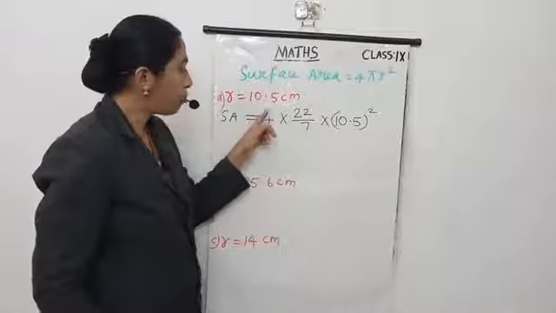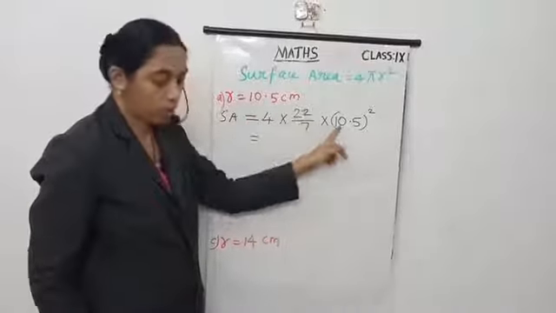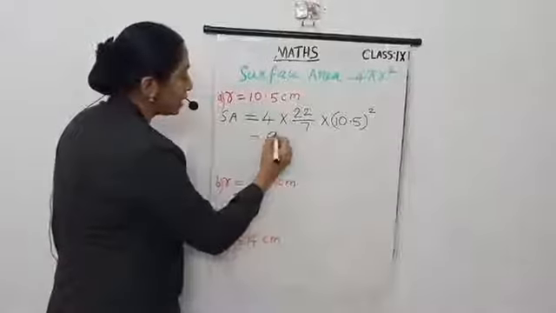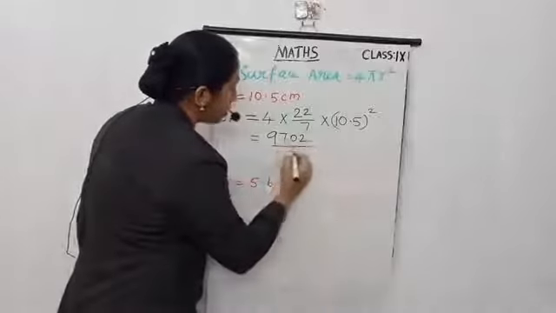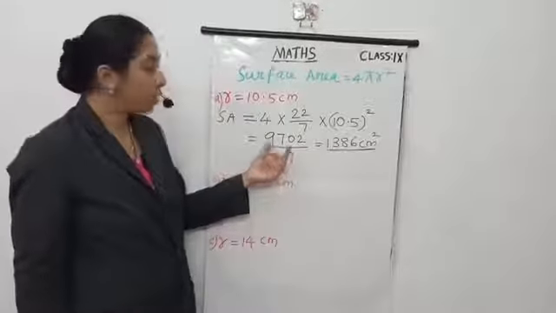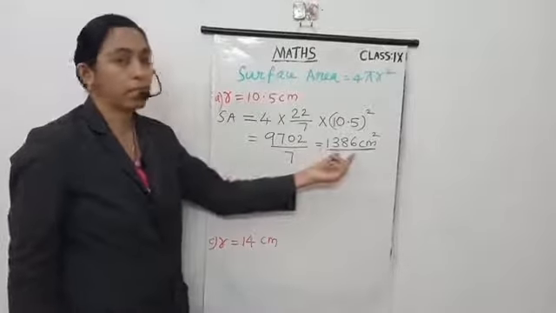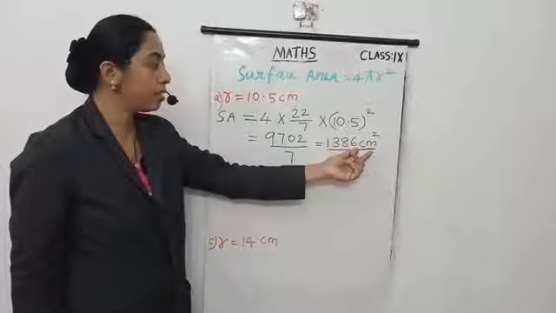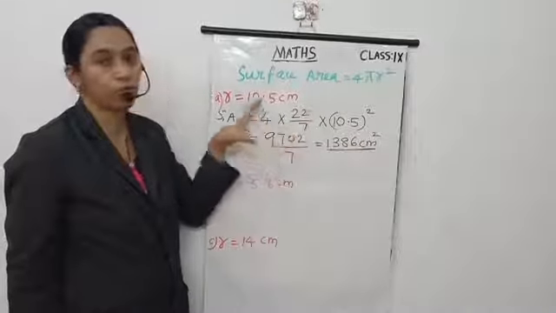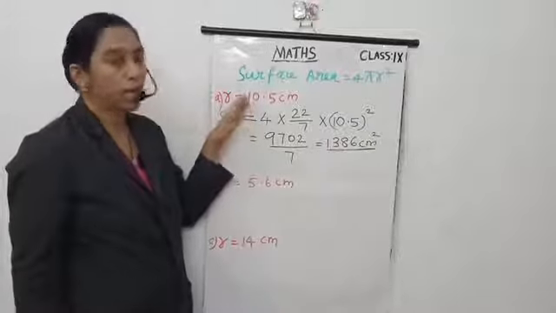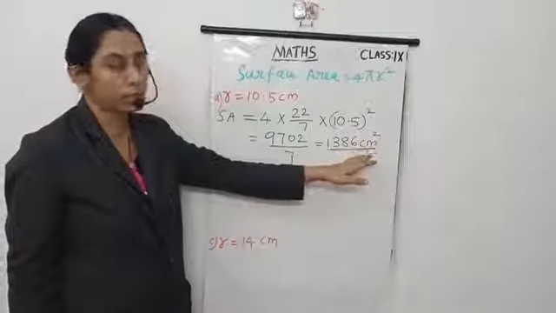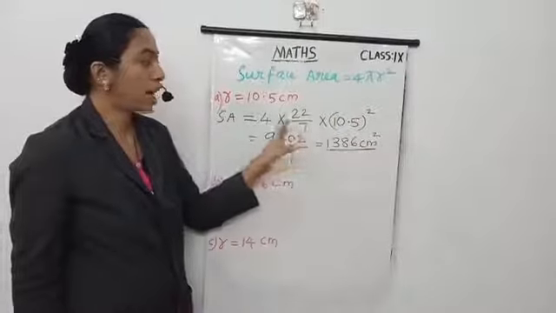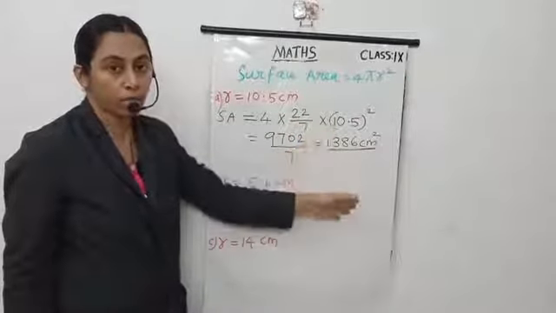So multiply 4 into 22 into 10.5 into 10.5. We get 9702 by 7. Now divide. We get 1386 centimeter square. So the surface area of the first sphere with radius 10.5 centimeter is 1386 centimeter square. Pause this video and do the multiplication in the calculation column.